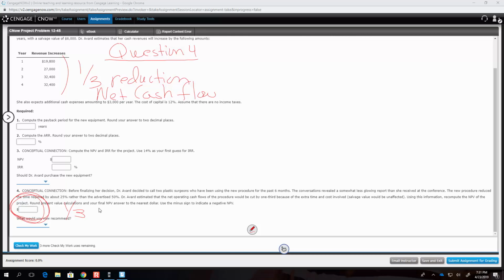What does net cash flow mean? After expenses, right? The 1/3 is not on the revenue. It's 1/3 on the net cash flow. Or can't I take 2/3? Right? Instead of getting all of the cash flow, 16.8 in year 1, I'm going to get 2/3 of it. That's what I want you to do for part 4.